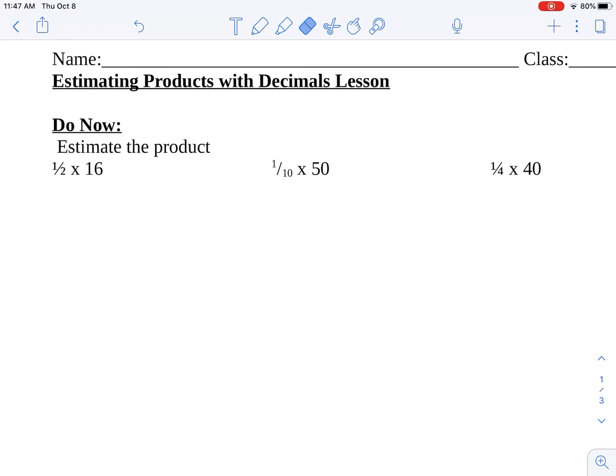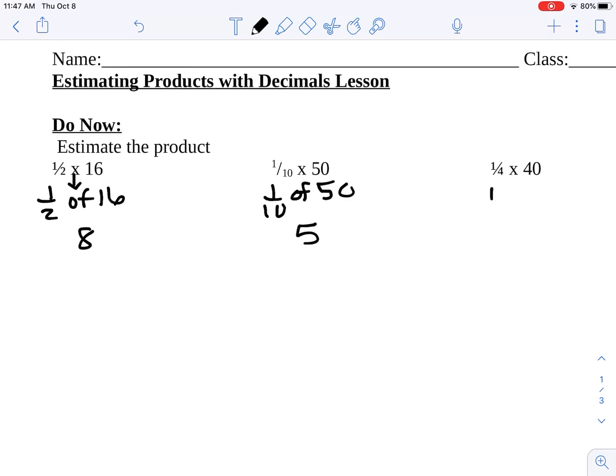I know the multiplication really means of, right? So we're taking half of 16, and half of 16 would be 8. All right, for our next one, 1/10 of 50. Well, if I split 50 up into 10 equal groups, how much would go into each group? 5.